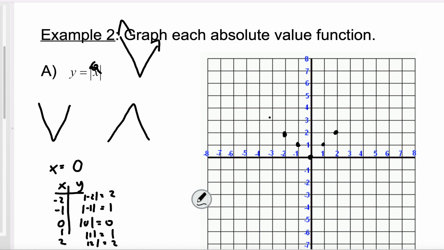So I'm going to connect them. It's just equal to, so it's just a nice V. There's no shading with this one. So we're just graphing out the function itself. That is just the typical one there. And, over 1 and up 1, over 2 and up 2.